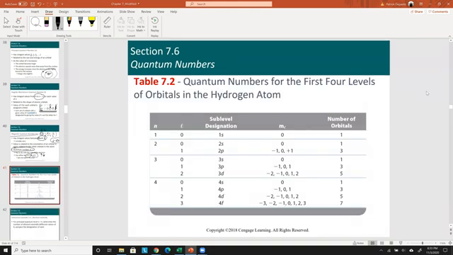All right, so let's see this in action. We have different cases. So we have N equals 1. N equals 1 is the smallest energy level, right? And it can't really hold too much. It can only hold 2 electrons.